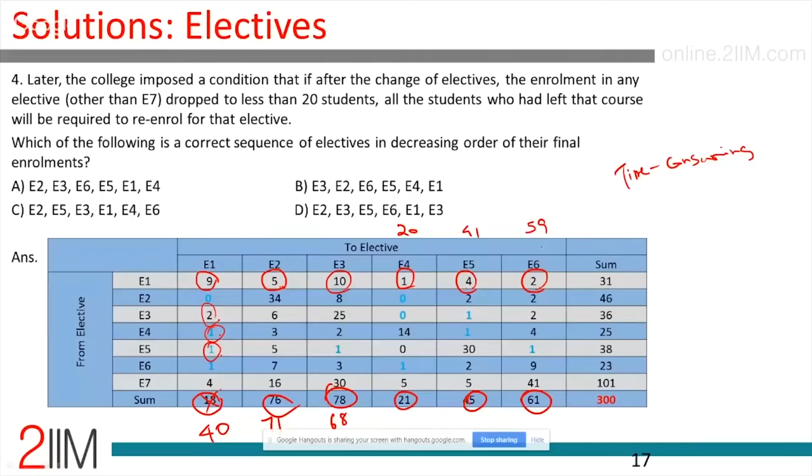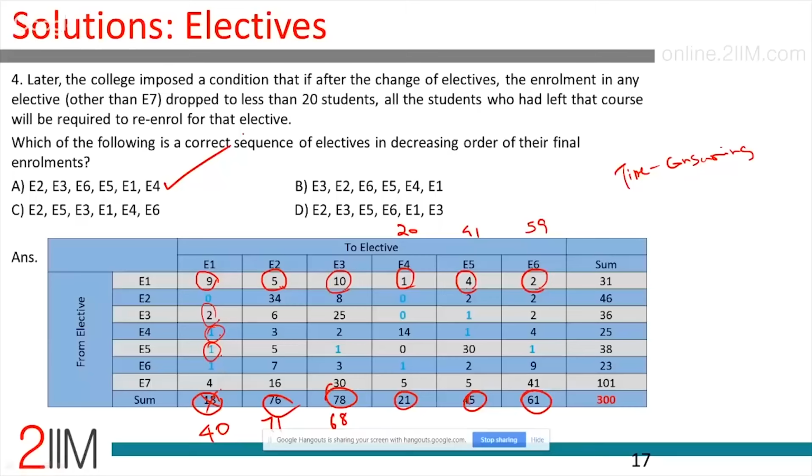So the highest would be E2, then E3, then E6, E5, E1, E4. Choice A. So E2, E1 kind of misses that constraint. The total does drop to less than 20 students.